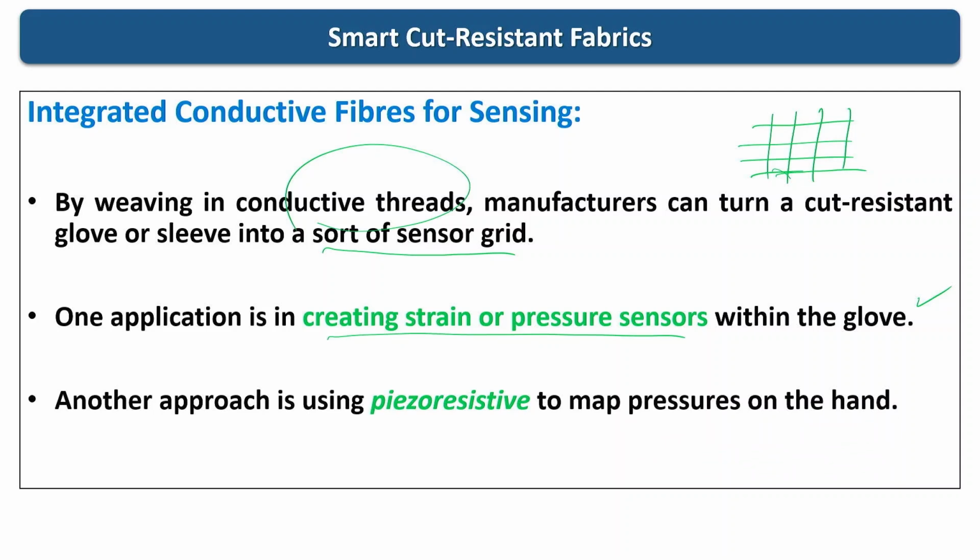So, another approach is using piezo-sensitive material within the gloves or within any cut protective textile to actually map the pressure on our body, like the hand. In a glove, if we use piezo-sensitive or piezo-resistive material, there we can map the pressure applied on the hand.